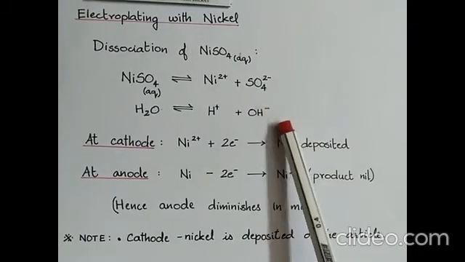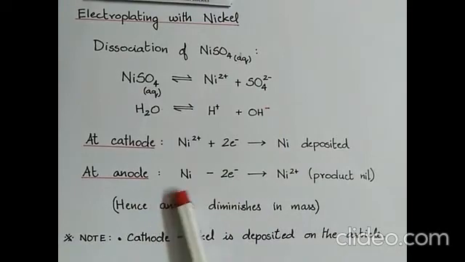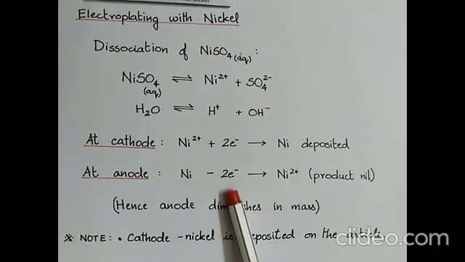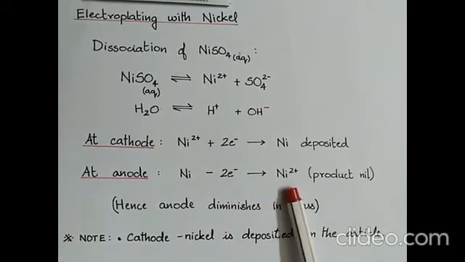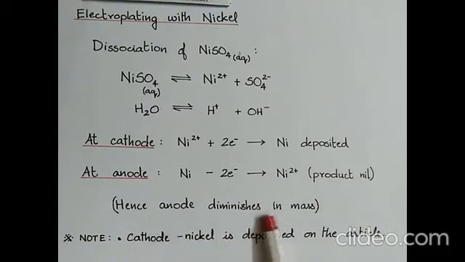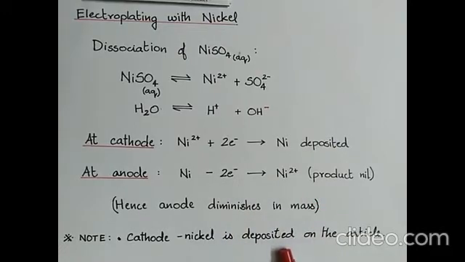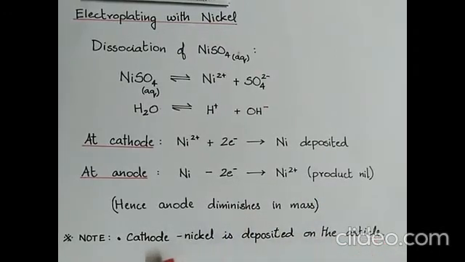Sulfate ion and hydroxyl ion move towards the anode. Neither of them are deposited because nickel is an active electrode here. So nickel itself loses 2 electrons and forms nickel ion. So there is no product formed at the anode. So the anode diminishes in mass because it itself loses electrons to form nickel ions. And nickel is deposited on the article because the article is the cathode.